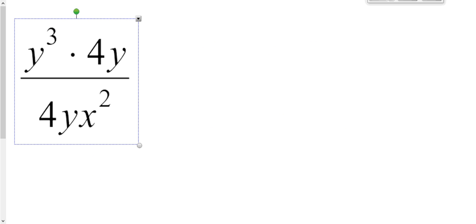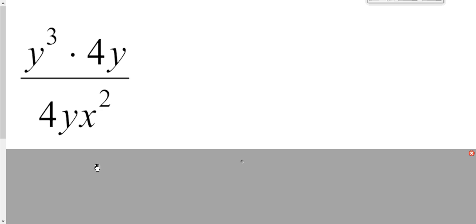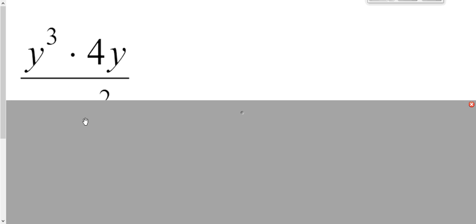Alright, so let's start with this one. What I typically do with these problems, especially if they're in fraction form, is simplify the top as much as I possibly can. So I don't even care that the bottom part of the fraction exists. I'm just going to worry about the top. 4 is going to multiply with the coefficient 1 over here. So that's just 4.